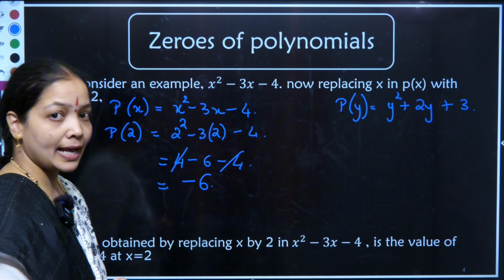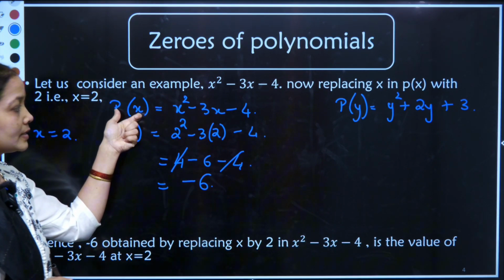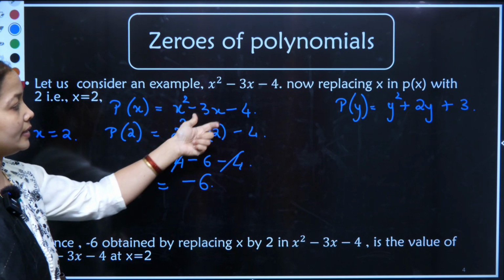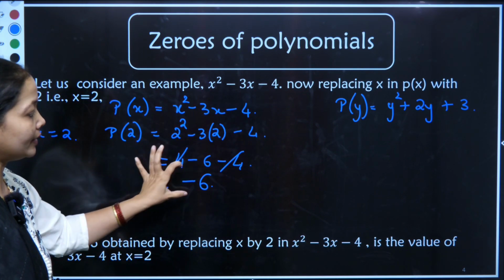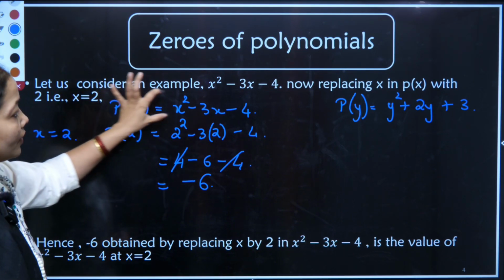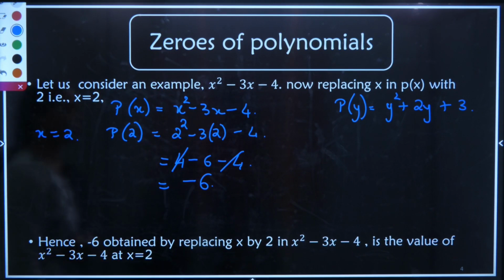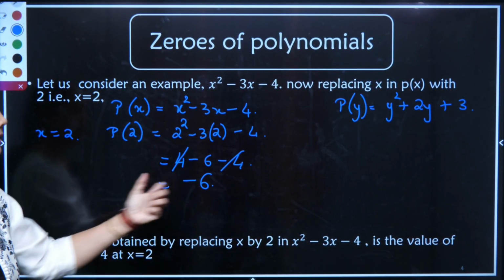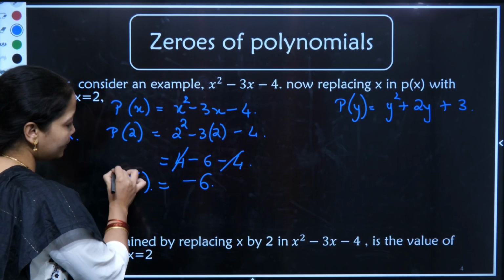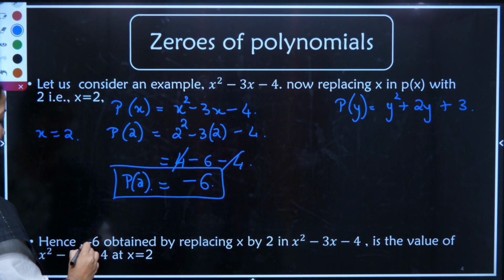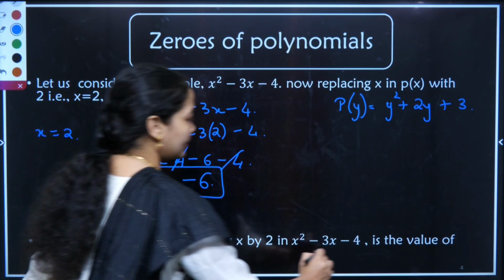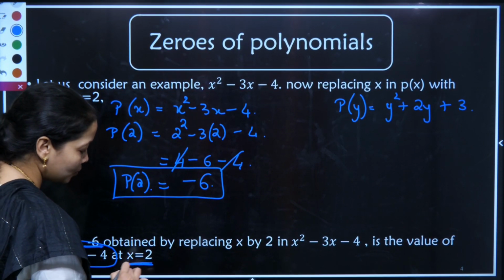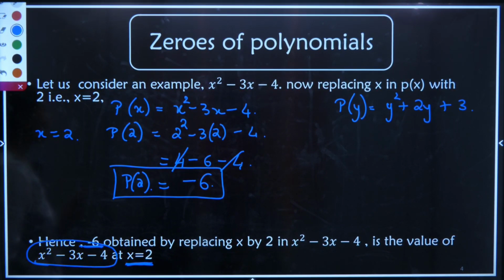So whenever I replace the value of x with any number in the position of x in the equation x square minus 3x minus 4, and I get an answer, then I say this is the value of this polynomial. So in p of x equal to x square minus 3x minus 4, if I replace x with 2, I get p of 2 equal to negative 6. So I can say that minus 6 is the value of x square minus 3x minus 4 at x equal to 2. So what are we basically trying to understand here?